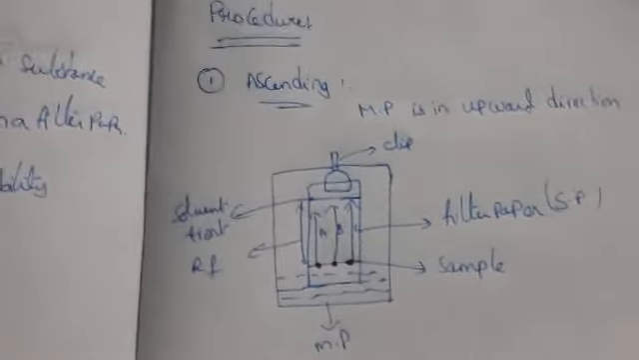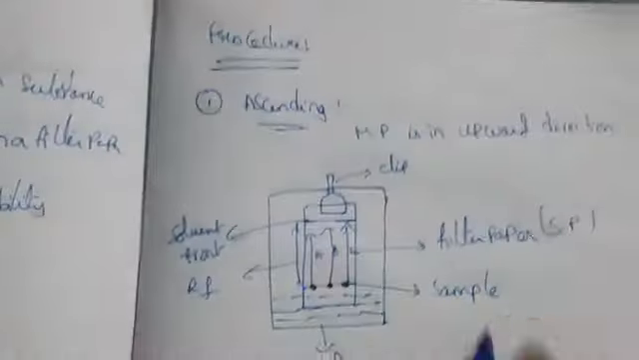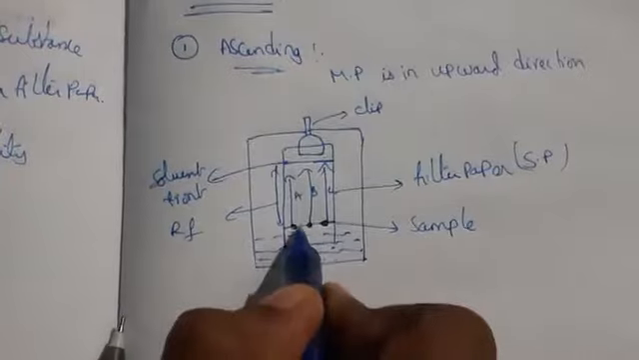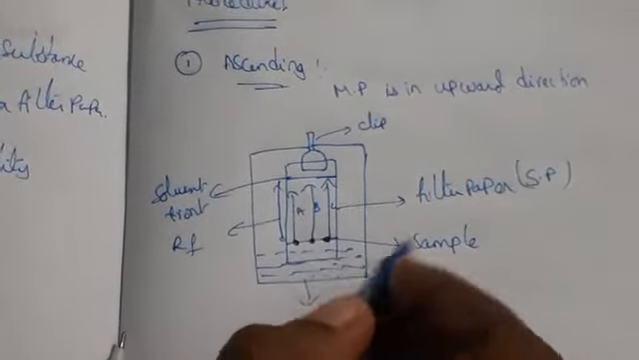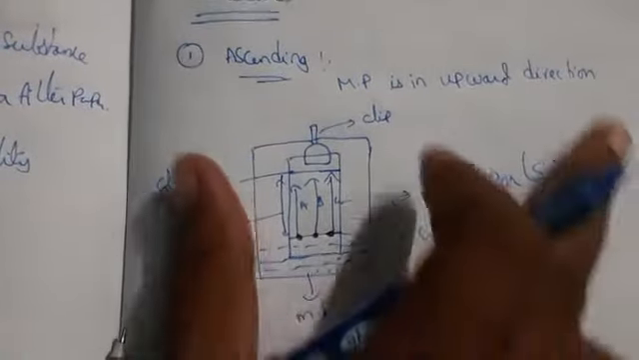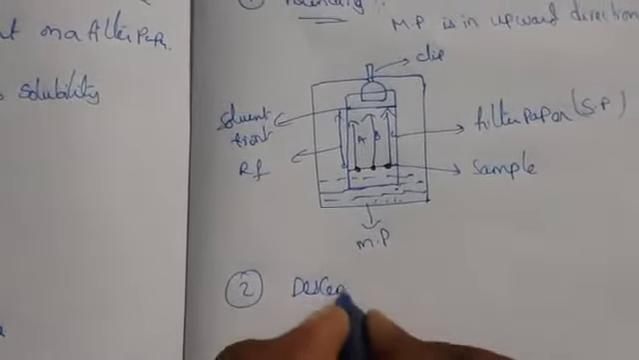This is the solvent front, and we have to find the distance from here to here, which is known as the RF value. So the ascending technique is where the mobile phase, whatever solvent we have taken, flows in an upward direction. Then only can we see the sample spots, right? Whenever it flows upward, we call it the ascending technique. And coming to the second one, the descending technique.